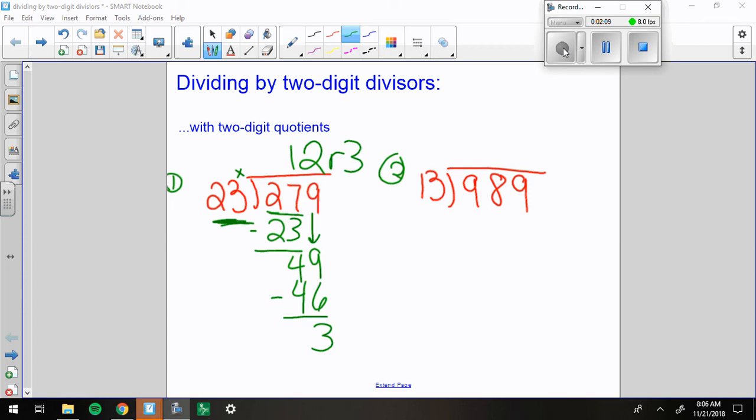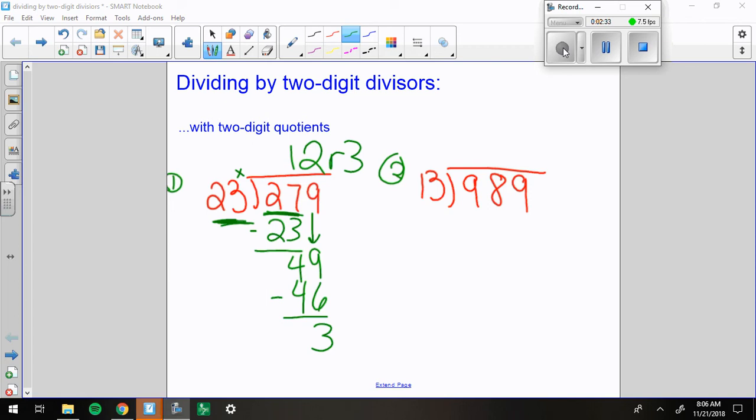Okay? The main difference is instead of taking part of my divisor, I'm taking that whole divisor, both digits of that divisor, my whole 23, and comparing it to each digit in my dividend. It doesn't go into 2. But 23 goes into 27. All right, let's look at number 2 as well.